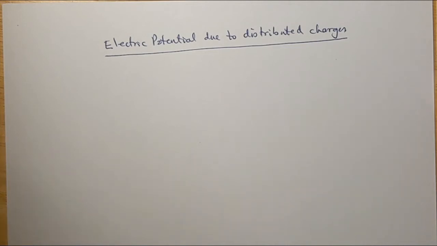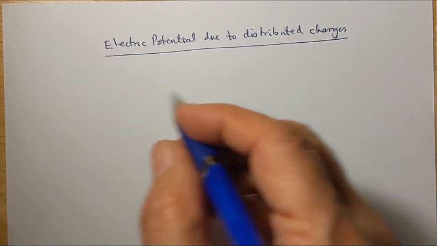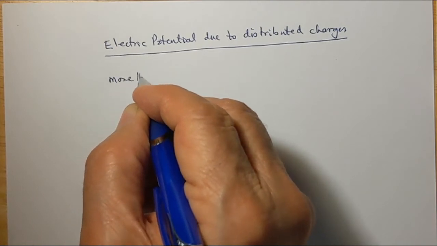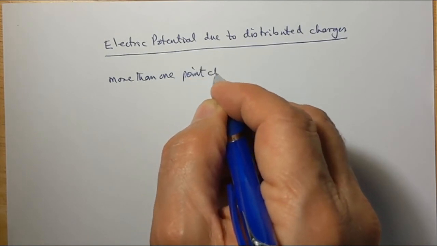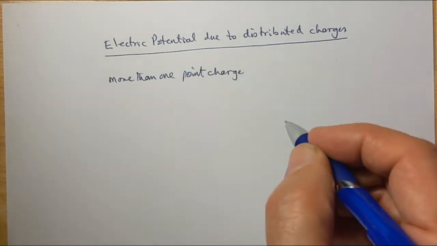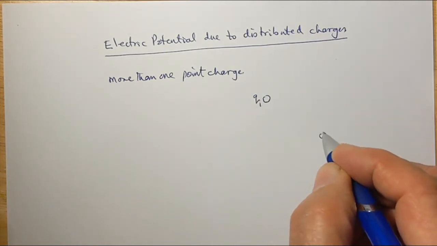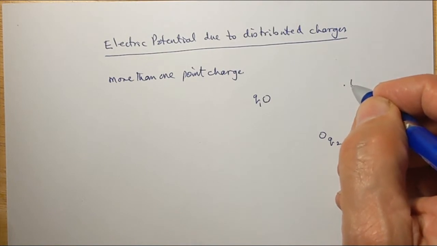We now find the electric potential at a point due to distributed charges, which could be many point charges, or it could be a charge that's over some volume. So let's first take more than one point charge. Suppose you have a charge Q1 here and a charge Q2 here. What's the electric potential at this point P?